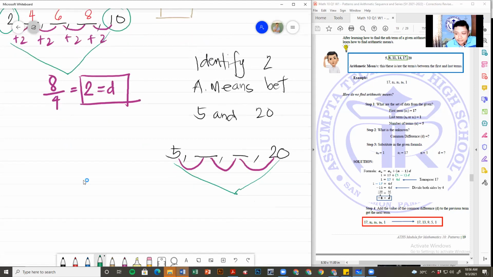Type the answer in the chat box, please. 15. Very good. So 20 minus 5, that's 15. Divided by how many movements? 3, correct. What's the answer? Type it in the chat box, please. 5. And let 5 be your common difference.